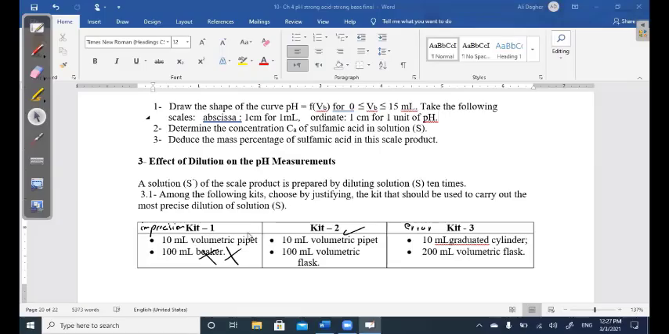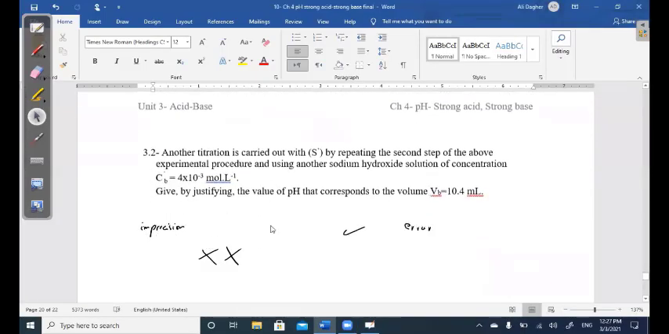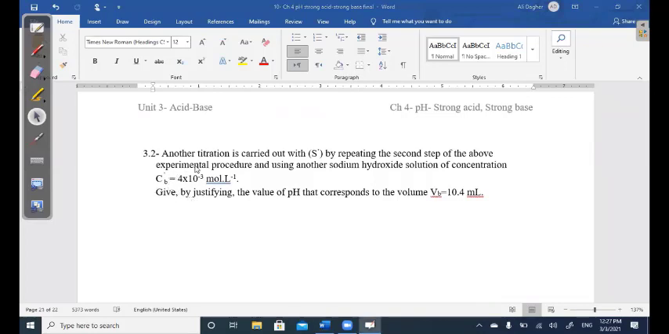Now for part 3.2, another titration is carried out with S'. Now we titrate the S' by repeating the second step of the above experimental procedure and using another sodium hydroxide solution of concentration C'B equals 4 10 negative 3. Give by justifying the value of pH that corresponds to the volume VB equals 10 milliliter.